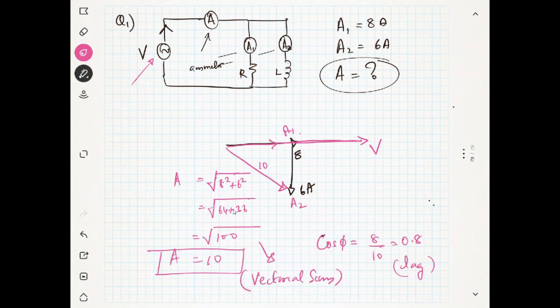So a simple sum will not work. As you said, 8 plus 6 is 14, that will not work because it contains magnitude and phase, and because of that phase it will create a problem. So you have to consider this 8 ampere as a vector and 6 ampere as a vector. Then you sum them, and you will get the result as 10 ampere. That is the answer. That's the idea in solving this kind of problem.